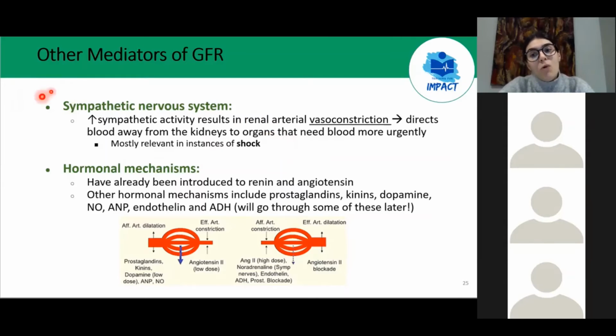And then finally, we also have all of these extra little hormonal mechanisms. So we've already been introduced to renin and angiotensin here.